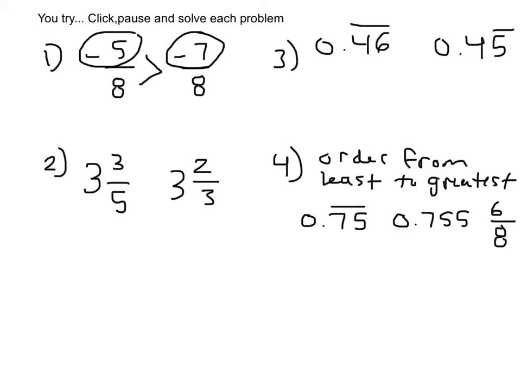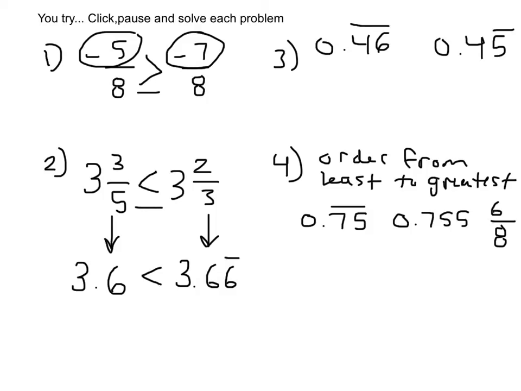For number 2, 3 3/5 and 3 2/3, I probably would have to do some decimal conversions. I'm going to rewrite each one as a decimal. I could rewrite the fractions with a common denominator, but since I know both of these fractions, 3/5 is 0.6, so it's 3.6. And 2/3 is 0.66, so that's 3.66, with a repeating 6. So 3.6 is less than 3.66. So back to my original question, 3 3/5 is less than 3 2/3.